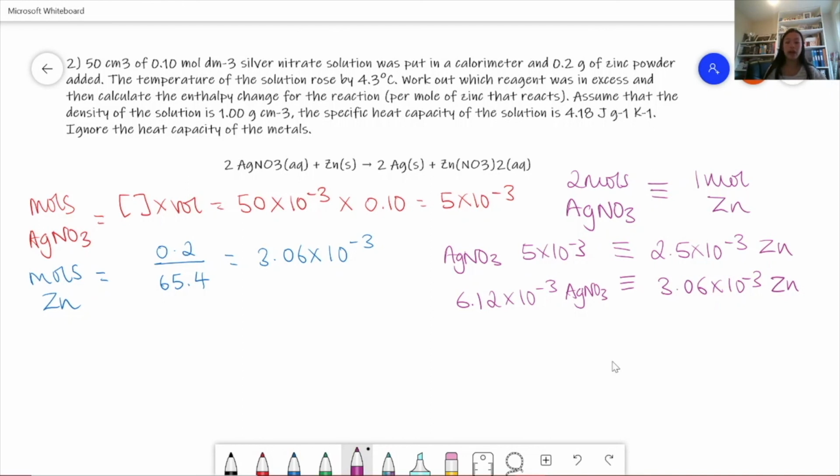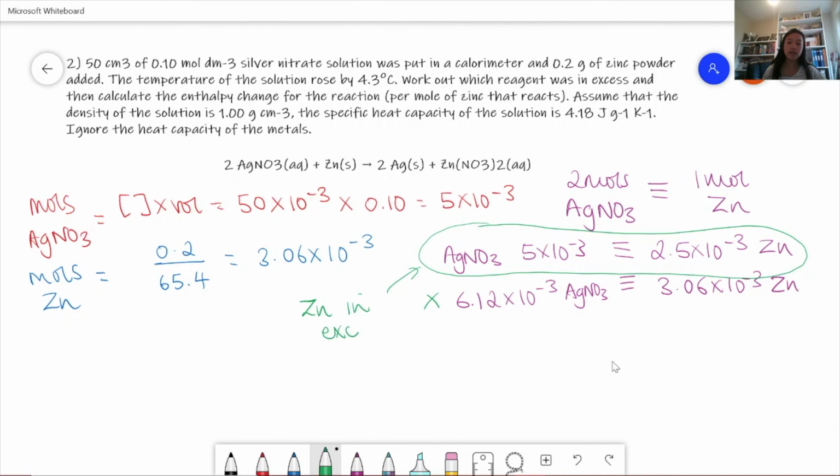So now we've written the ratios out, we can see that if we go with this method, we don't have enough of the silver nitrate because we've only got 5 times 10 to the minus 3. So we can't do this. So this must be happening. And so this also tells us zinc is in excess, because only 2.5 times 10 to the minus 3 moles of it reacts, but we've got 3.06 times 10 to the minus 3, so we've got more than what there is to react with silver nitrate, so there's some left at the end.